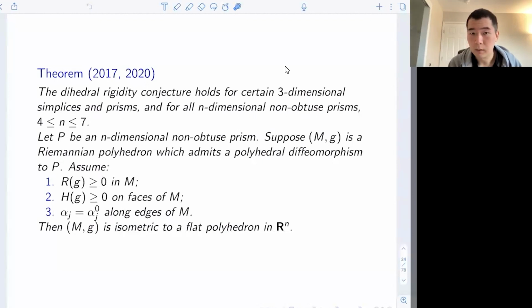Okay, so let me maybe state it precisely for these prisms. So suppose we take an n-dimensional non-obtuse prism. And suppose, so this P is then the Euclidean comparison model. And suppose you have a Riemannian metric g on M that admits a polyhedral diffeomorphism to P. So that means it's a diffeomorphism that maps any k-strata to k-strata. Then assume that the scalar curvature is non-negative in the interior and boundary mean curvature is non-negative. And here in the third assumption, I'm going to assume that the dihedral angles are everywhere equal to the Euclidean constant dihedral angle along edges of M. Then the Riemannian polyhedron should be isometric to a flat polyhedron in Rn.